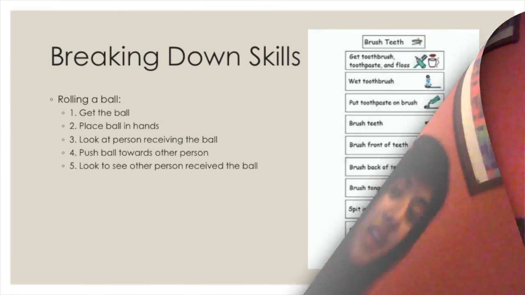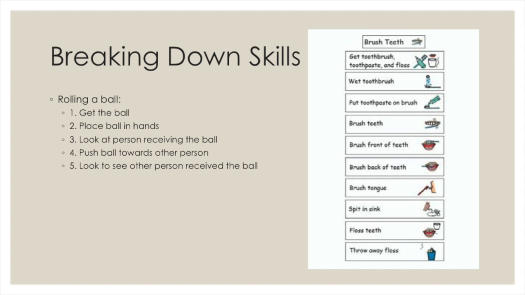Rolling a ball, the steps are: 1, the kid has to get the ball. 2, the kid has to place the ball in his hands. 3, the kiddo has to look at the person that's going to get the ball. And then 4, the kid has to actually push the ball towards the other person. And the last step would be the kid has to see if the other person got the ball. If they want to keep playing rolling the ball, the kid's going to have to see if the other person's receiving the ball. Oh my gosh. That is 5 steps for rolling a simple ball.